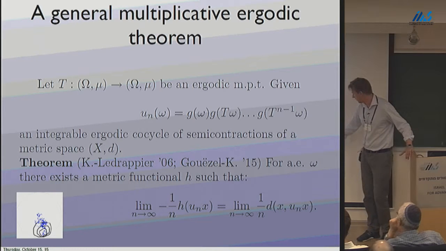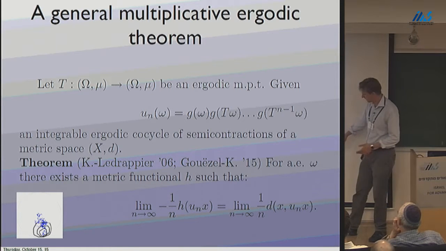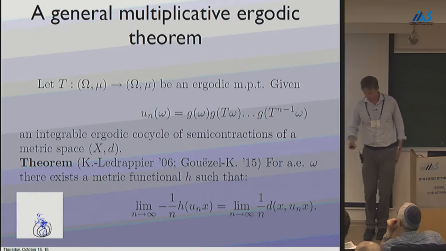H is random, and so D is the metric. So this measure is the rate of escape, which is known to exist, this limit, by the subadditive ergodic theorem that I will recall. And this H is random, that's like the direction. But I will recall what the H is in a while.